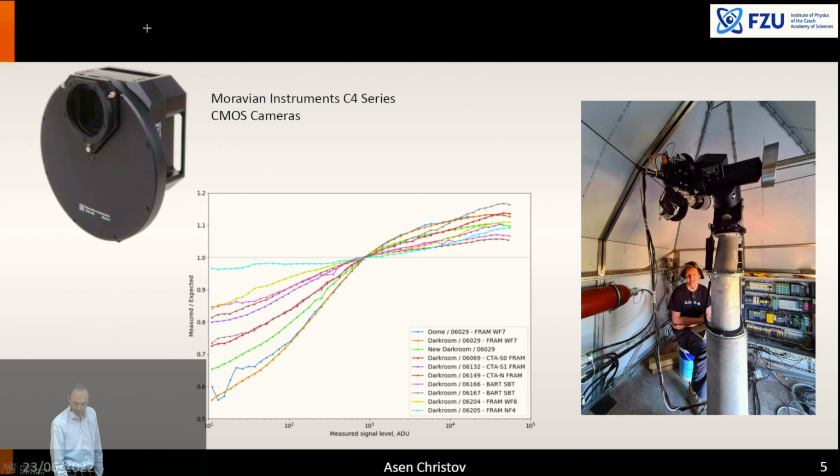Then there is the Czech producer of cameras, Moravian Instruments. Again, this is a study of linearity as a function of the signal. These cameras are heavily used by another group in our institute, and they're installed on different astronomical sites. This one is a picture from Argentina, where two of them are installed. One is a CMOS camera, and the other one on this stand is the older CCD version. So we have them in the exact same environment, and we are able to compare the performance of the two cameras.